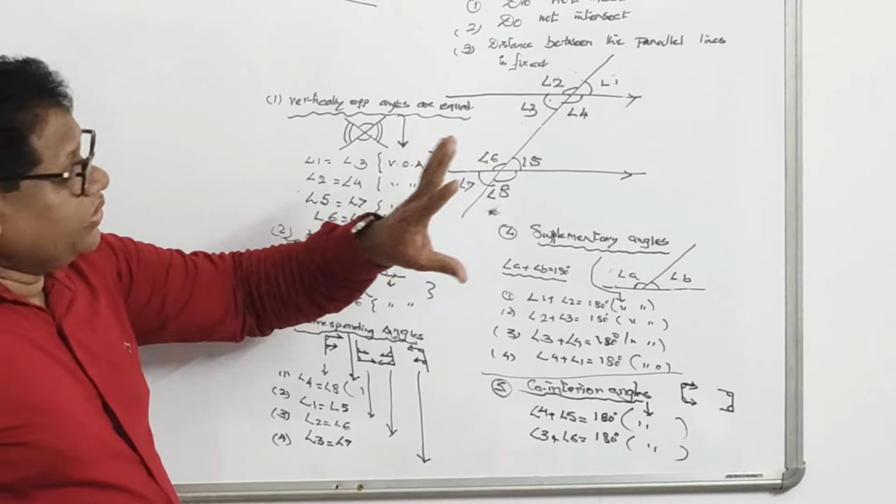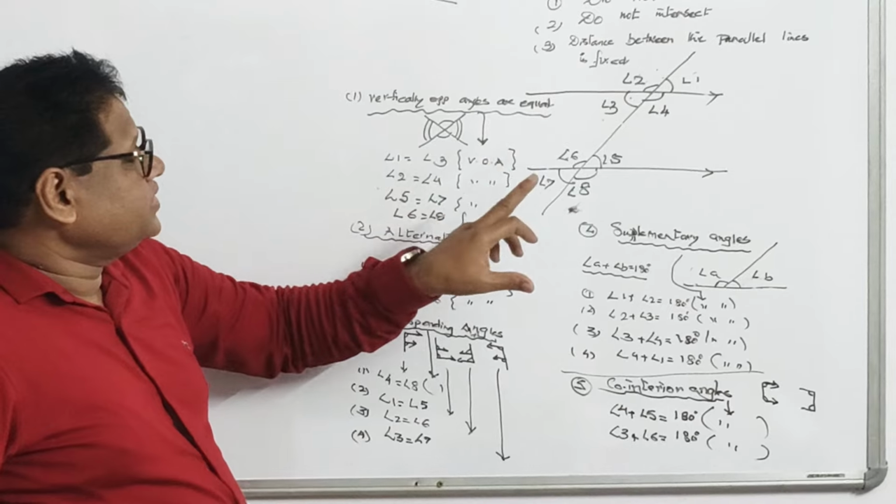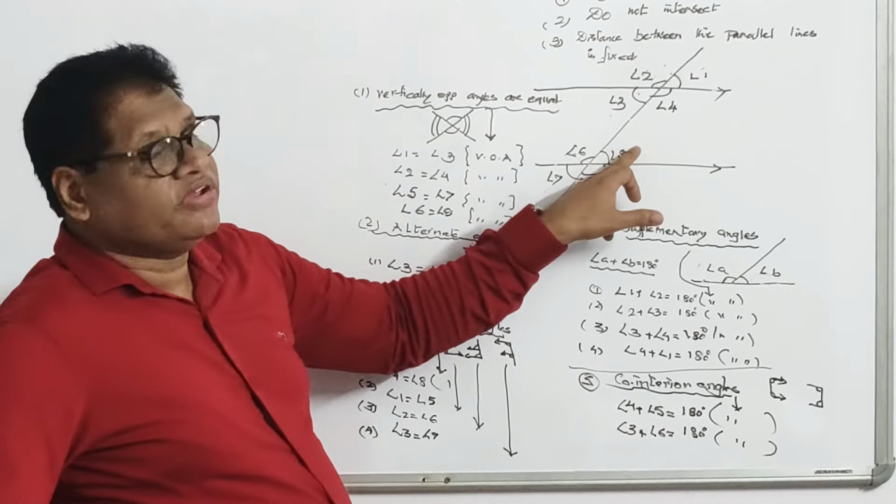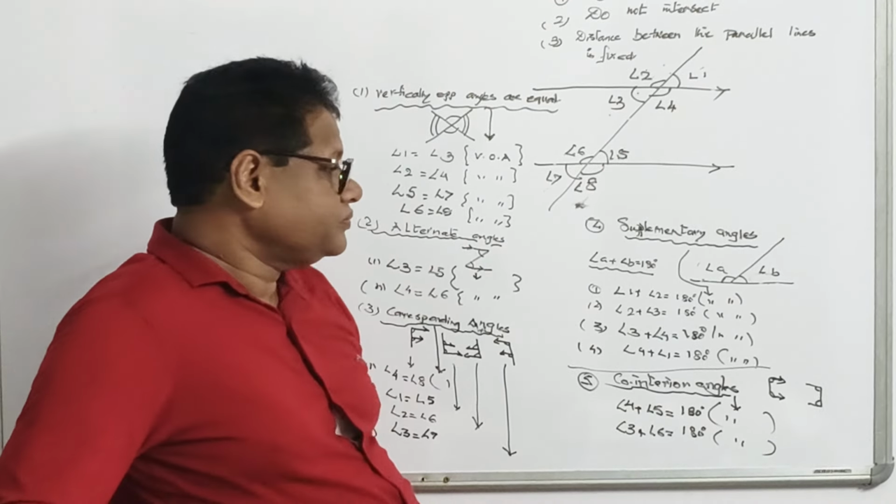In the lower half portion, you can see the same thing. Angle 5 plus angle 6, angle 6 plus angle 7, angle 7 plus angle 8, angle 8 plus angle 5. All adding up to give 180.